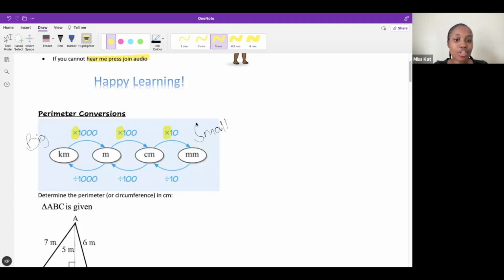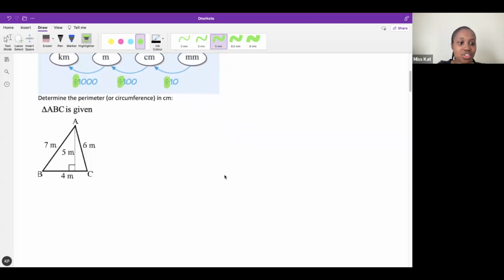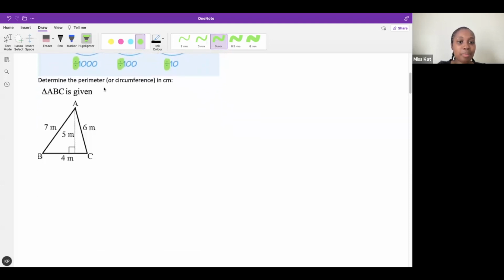So now conversions of perimeter are to do with just the ordinary units. I forgot to tell you, when we're going backwards from small to big, we divide. Now let's look. We have a nice triangle over here. It says determine the perimeter, or circumference in the case of a circle, in centimeters. Now, if you look at my triangle, we have been given our units, which are meters, but I want the perimeter in centimeters. Anyone want to do this with me?